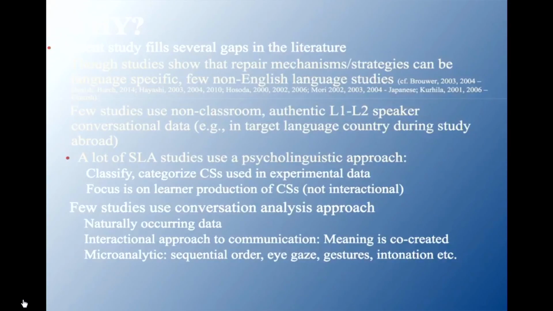Also, compared to the traditional psycholinguistic approach to communication strategies, which essentially focuses on just identifying and categorizing the types of communication strategies learners use, and often uses data from experimental settings that don't include an actual interacting partner, a conversation analysis approach uses natural interactional data and treats communication strategies as resources that are used not just unidirectionally by the learner, but interactively as a part of the ongoing effort to maintain and restore understanding in conversation.